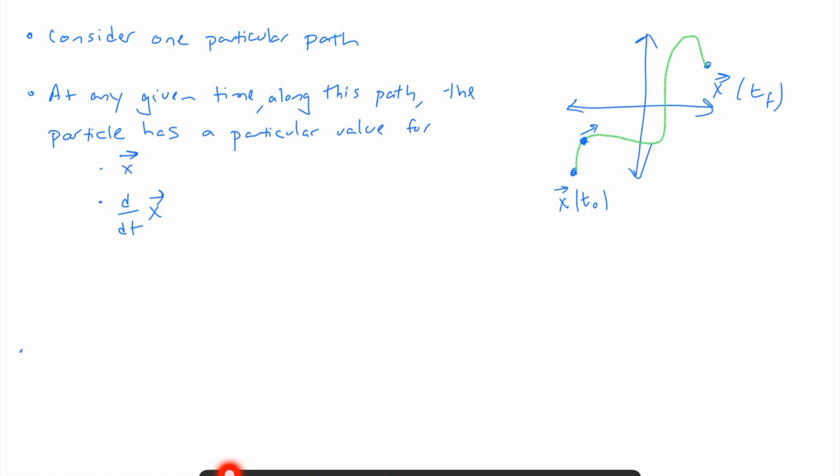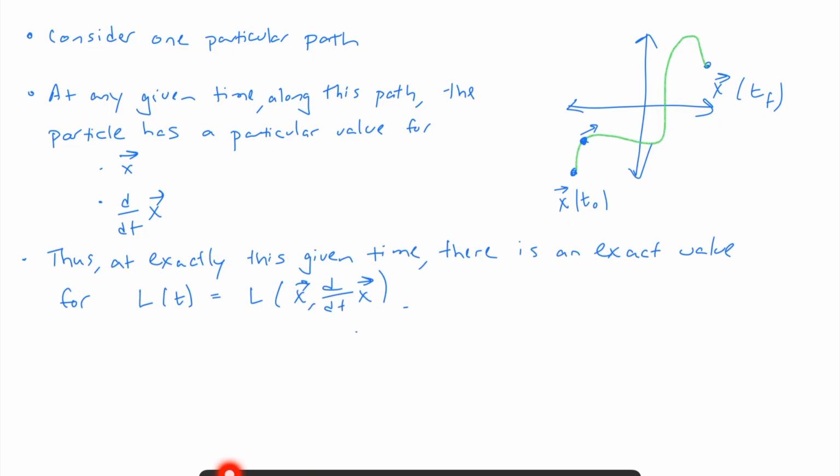And if you just took the next snapshot in time, it's going to be somewhere else, and you can figure out what the derivative of the particle is with respect to time here. It's velocity vector, dx/dt, right over here. So at this given particular point in time, this particle has an x position vector and a velocity vector, dx/dt. Therefore, at exactly this time, there's an exact value for the Lagrangian.